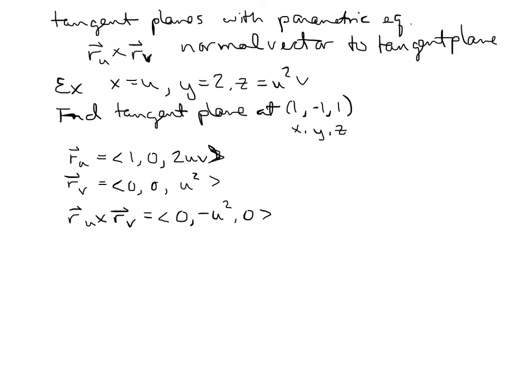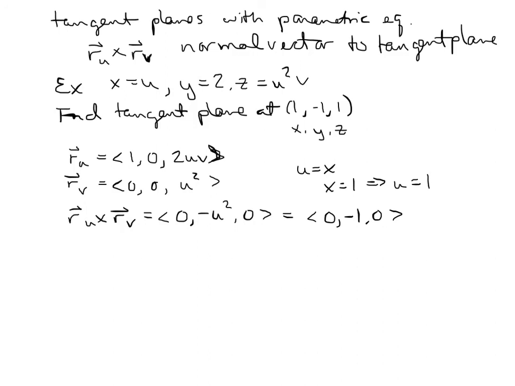So now I need to figure out what u is so I can plug it in there. Well, u is equal to x, which makes it pretty simple. Because u is equal to x, if x is equal to 1, then of course u is going to equal 1. So this vector is going to be 0, negative 1, 0. That's going to be the normal vector to the tangent plane.